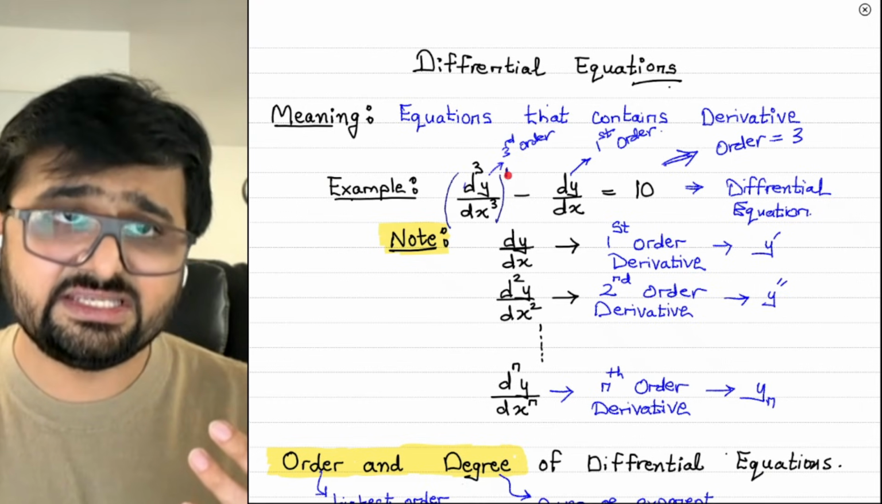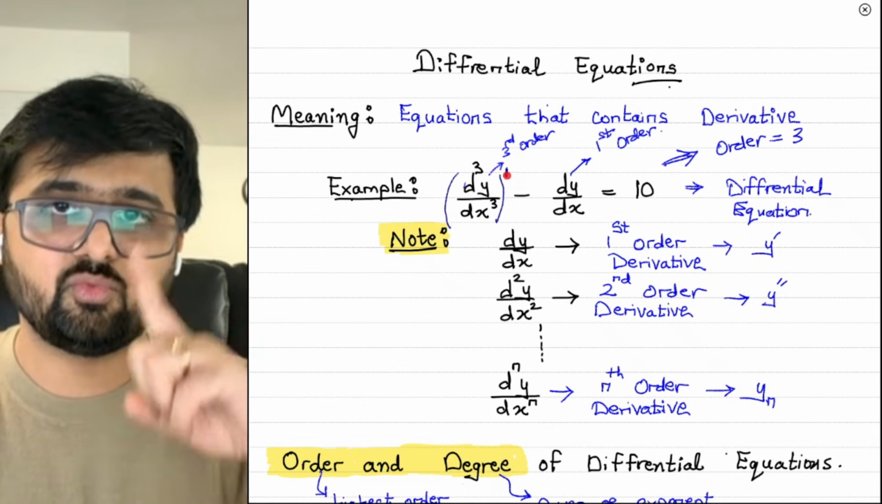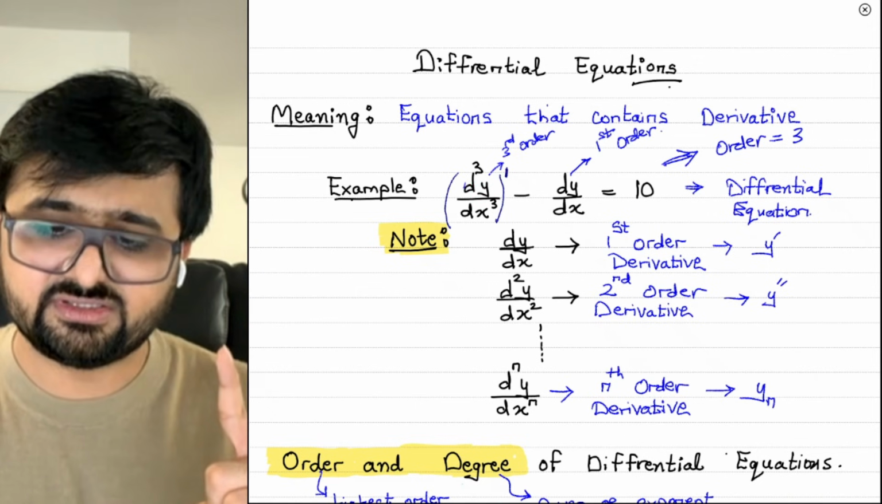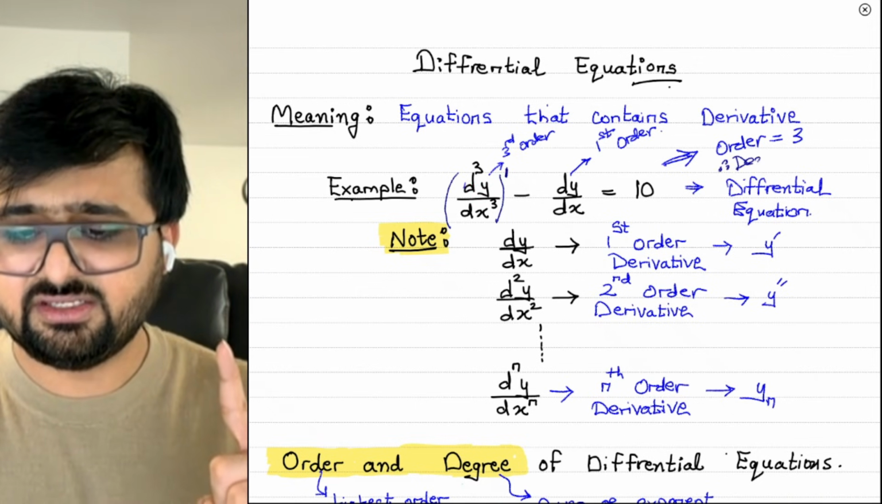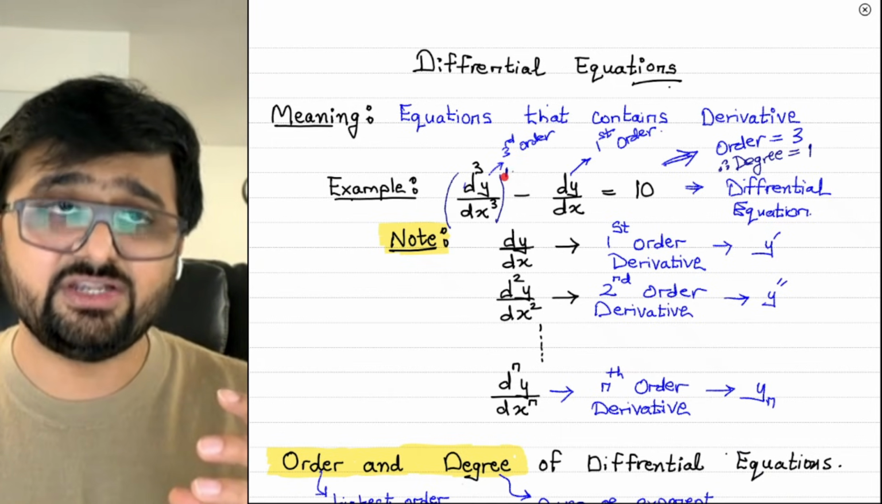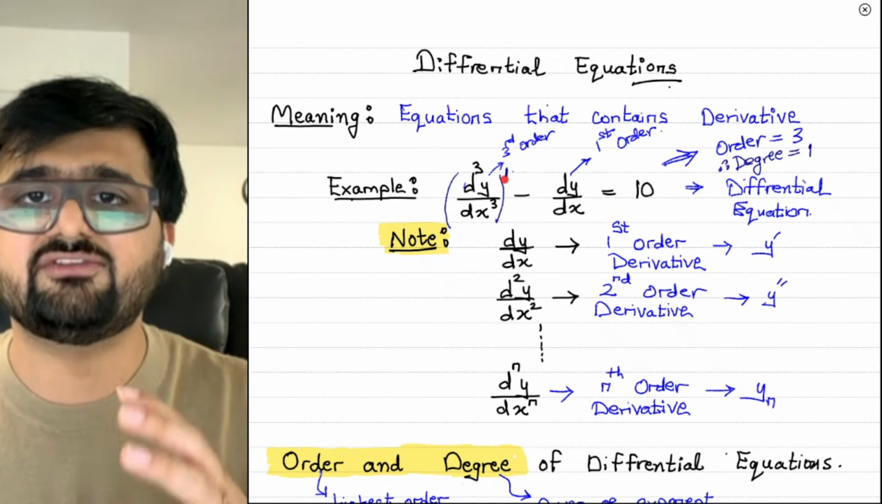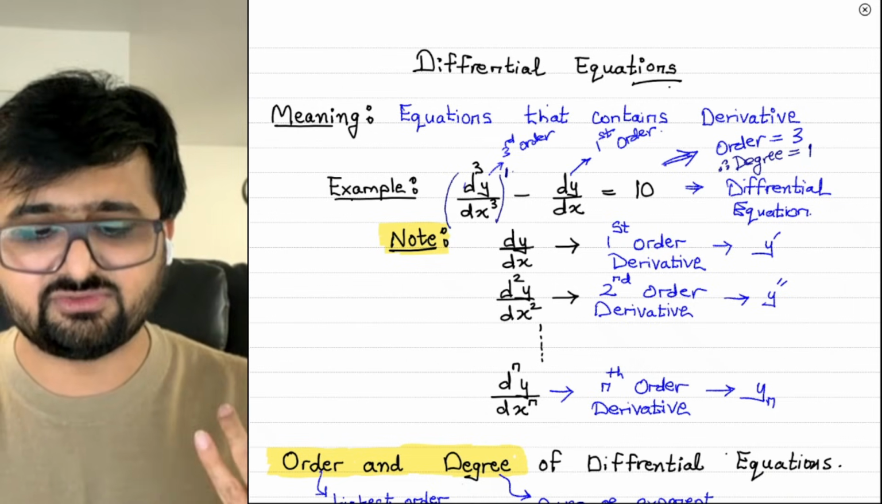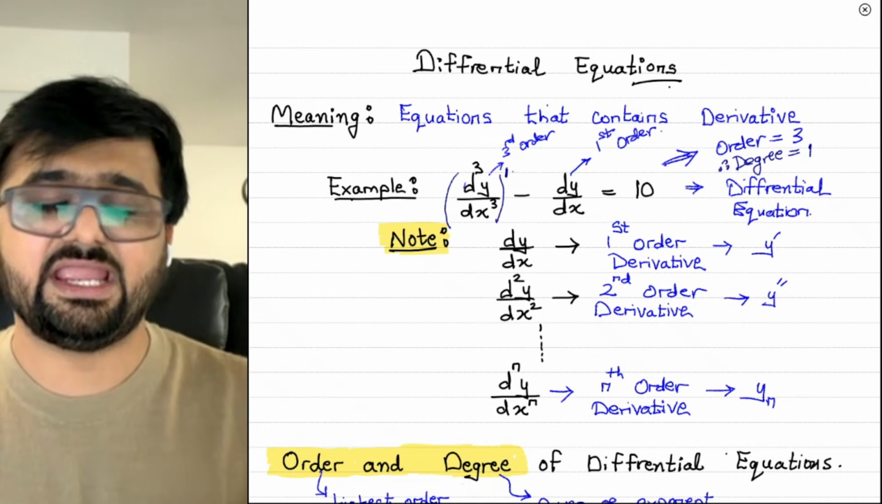Hence, the degree of the differential equation is 1 because the power of that highest order derivative is 1. Therefore, the degree of this differential equation is 1. So degree is always the power or exponent of that highest order derivative present. If there was a square here, the degree would have been 2. If there was a cube here, the degree would have been 3, and so on.